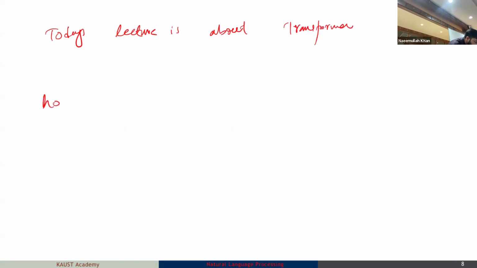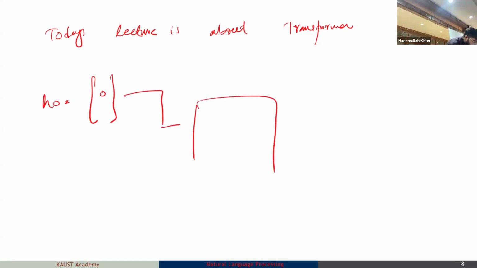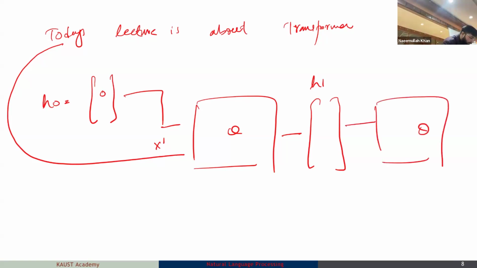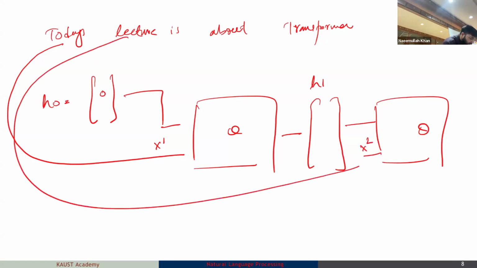So what we do is we say that we will do this. We will take any sequence: "Today's lecture is about transformers." And we will say history at time 0 is just 0. We start with a 0 vector. Then you have a deep neural network which takes history at time 0 and the word at time 1, and it gives you history at time 1. Now you take history at time 1 and the word at time 2, feed it into this neural network, it will give you history at time 2, and you repeat this process.